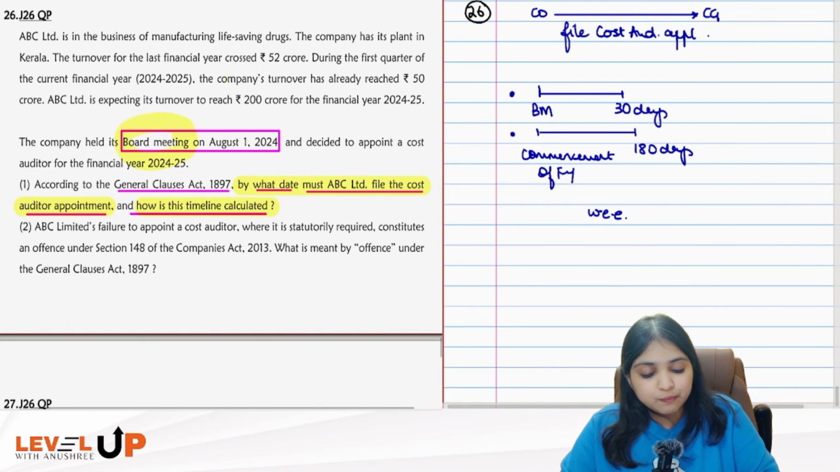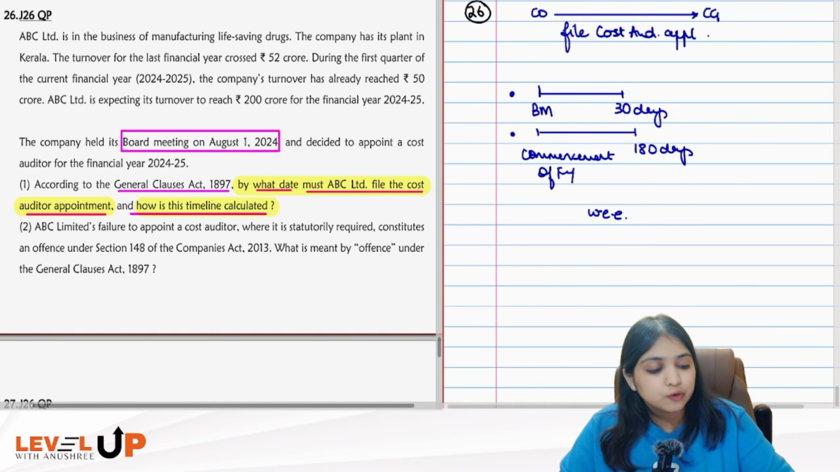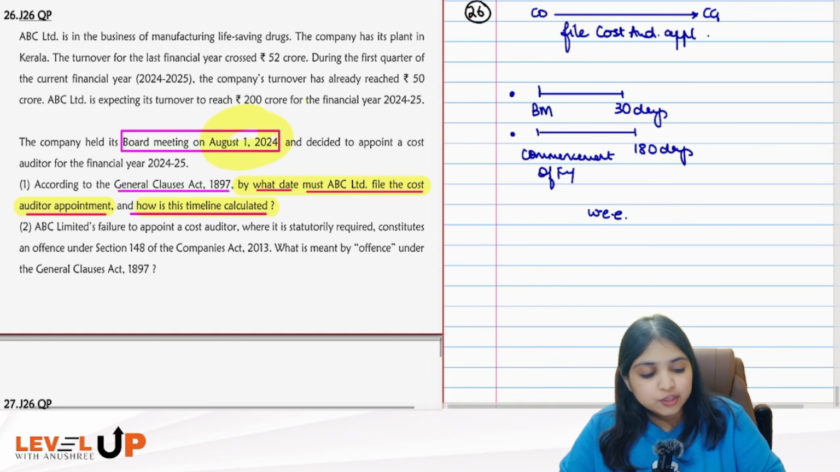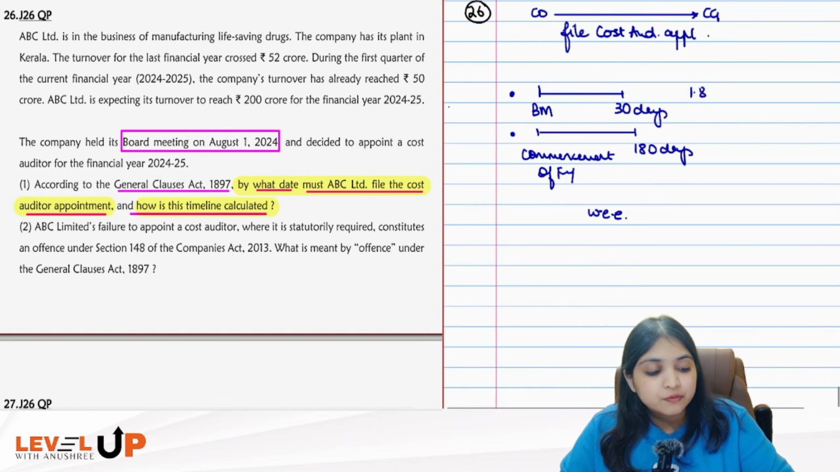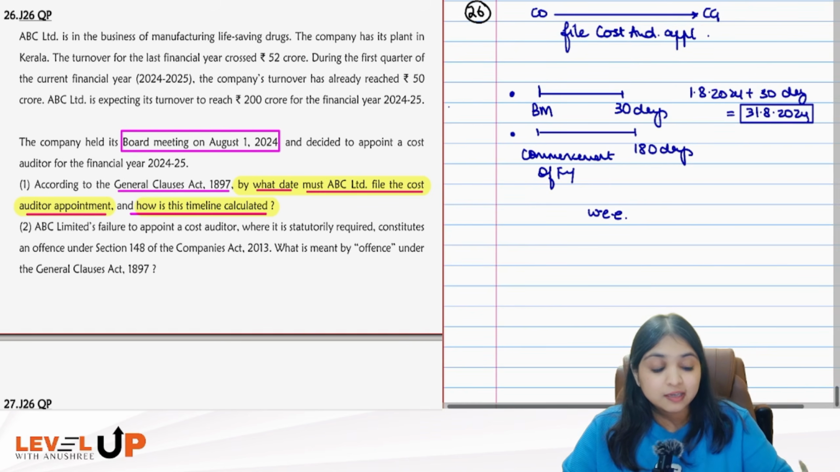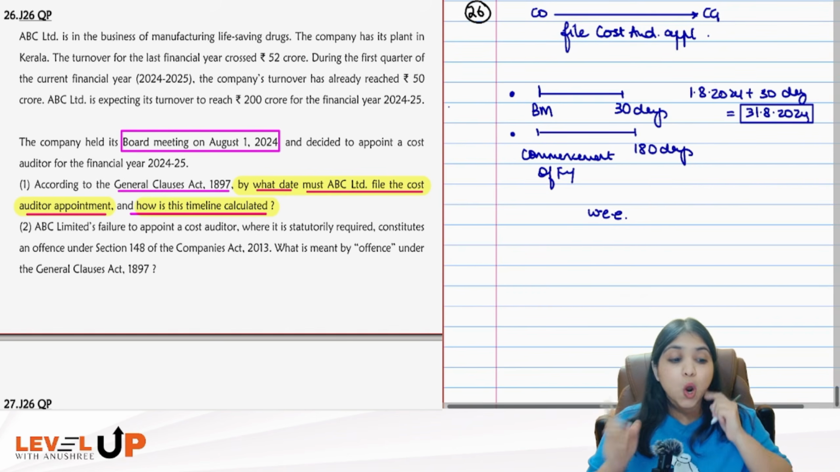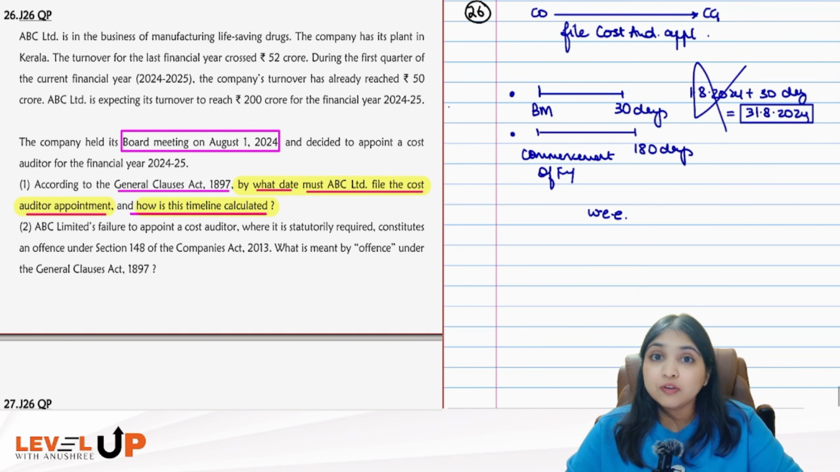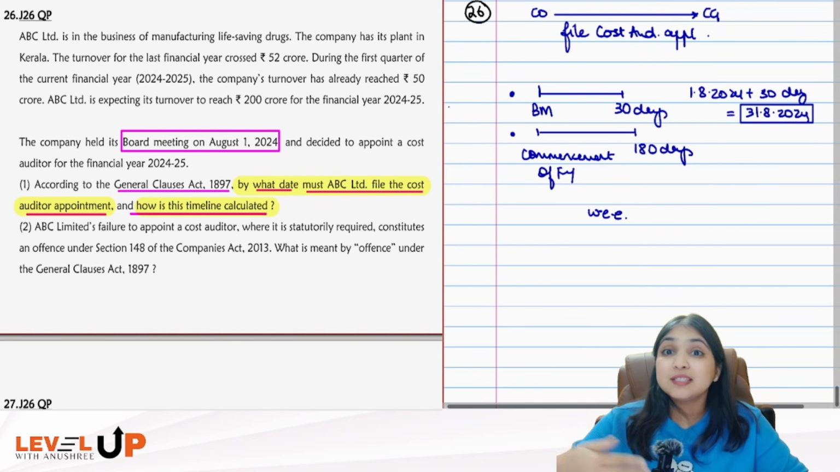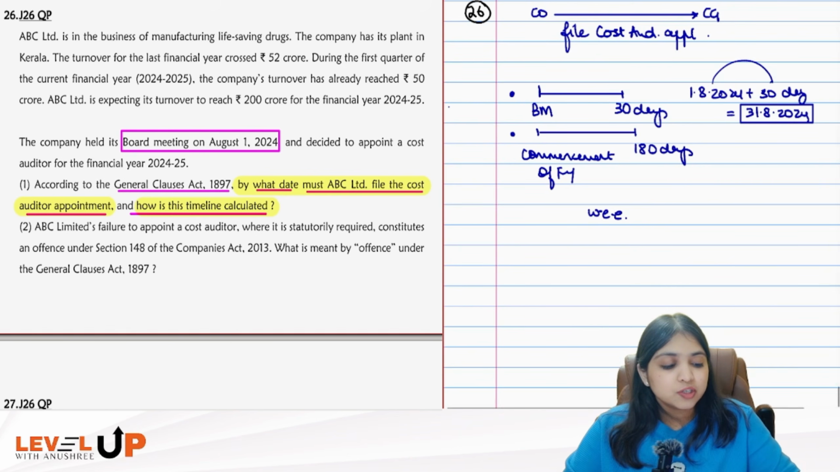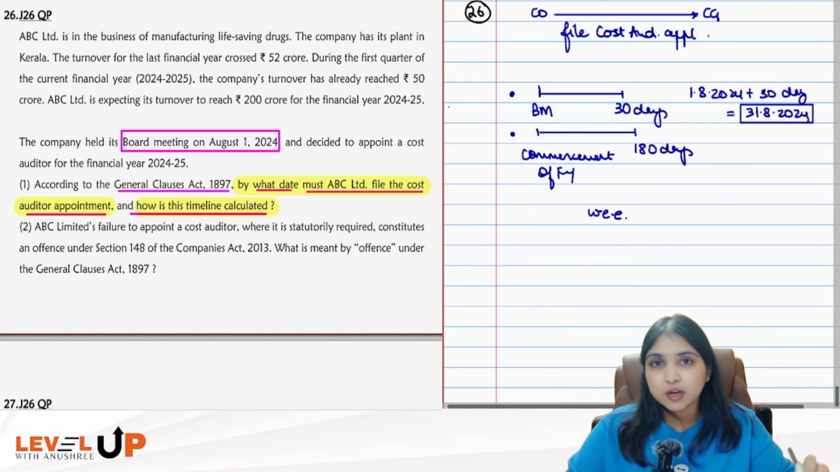So here if you see when was the board meeting held, board meeting was held on 1st August 24. 1st August 24 plus 30 days will be what? 1st August 2024 plus 30 days is going to be 31st August 2024. See, you know, right, in General Clauses Act, when I say 30 days from 1st August 24, you will ignore 1st August 24. You will start counting 2nd August only. 2nd August onwards only you will start counting. So 1st August plus 30 days will be 31st August 24.